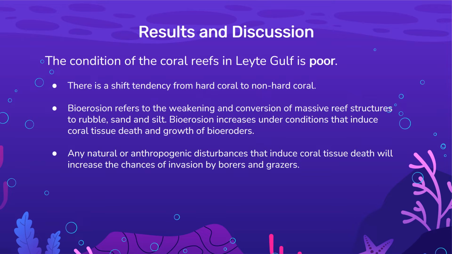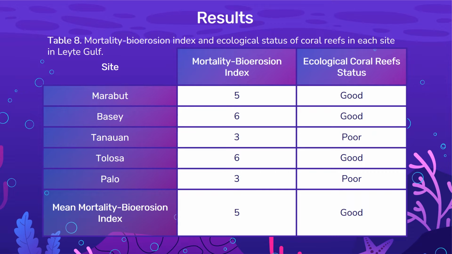Bioerosion increases under conditions that induce coral tissue death and growth of bioeroders. Certain species such as bivalves and barnacles invade corals directly through living tissues while most attack dead skeletons. Thus, any natural or anthropogenic disturbances that induce coral tissue death will increase the chances of invasion by borers and grazers. The Mortality Bioerosion Index, or MBI, is important in assessing coral reef condition and conservation effectiveness in an area.